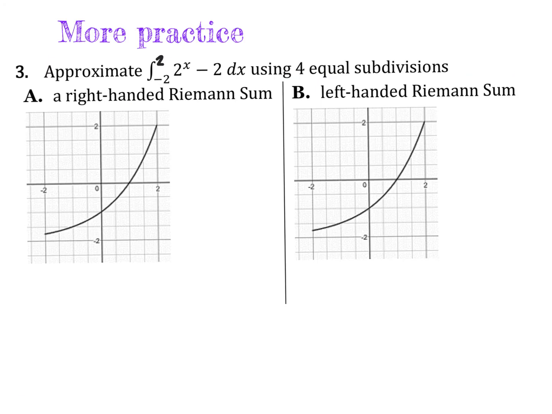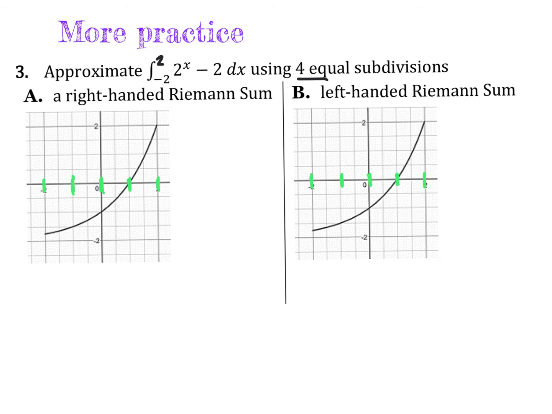All right, so here we go. Approximate the integral from -2 to +2 of the area under the curve of 2 to the power of x minus 2 dx using 4 equal subdivisions. So go ahead and pause the video and see if you can figure out where those 4 rectangles are going to be using either the graph on A or B.